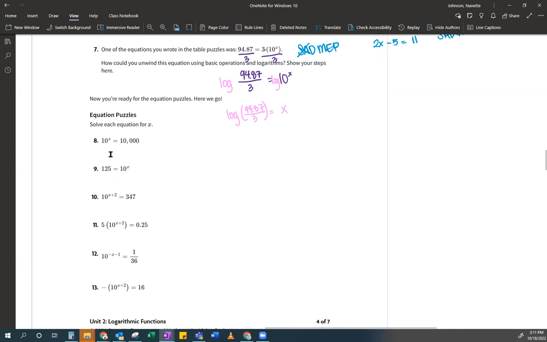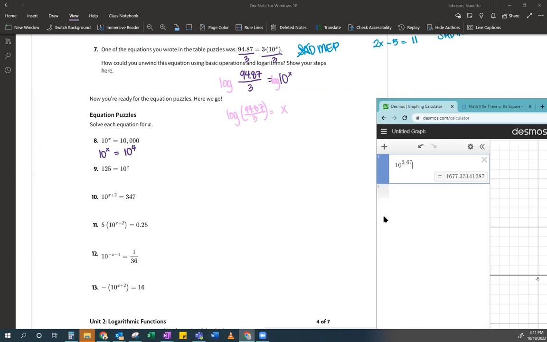So I'm going to write this as a base of 10. Both of them are going to have a base of 10. So this one says already 10 to the x. That's not a big deal. And I'm going to write 10,000 in terms of 10 to the something. So if I think about 10,000, that's 10 to the fourth. Okay. If you don't believe me, you can check using your calculator.